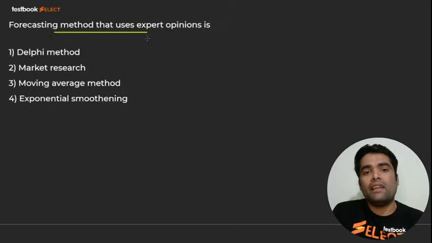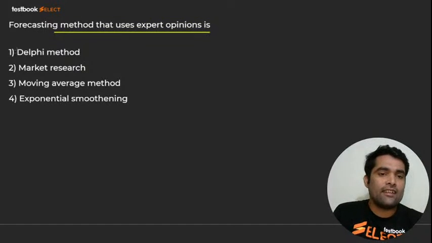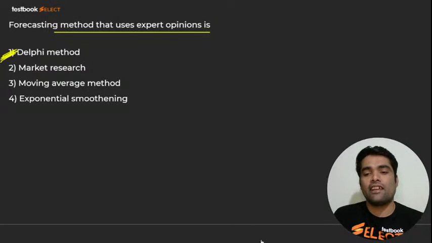Forecasting method that uses expert opinion is none other than what, my dear? कौन सी? Delphi, right? Delphi technique, right now.